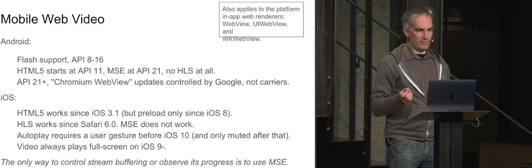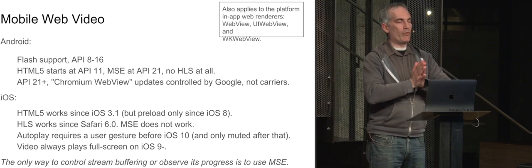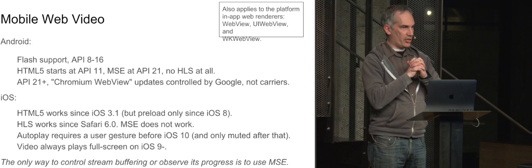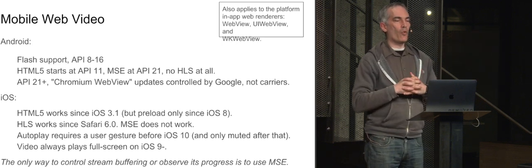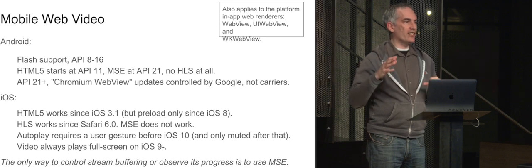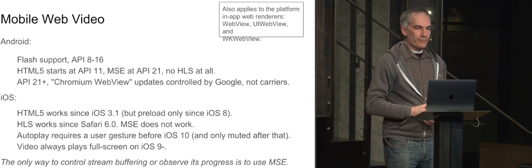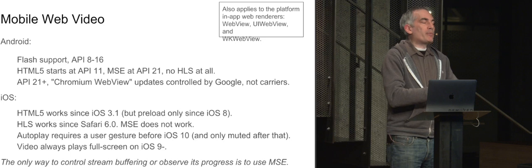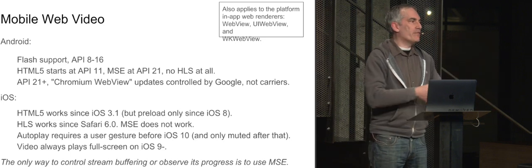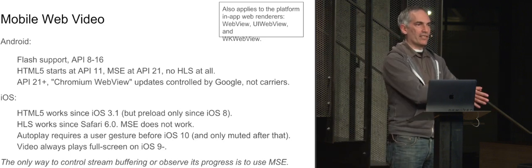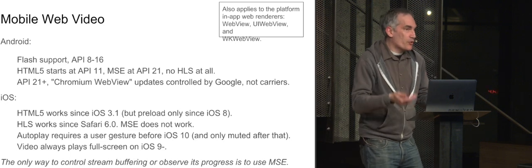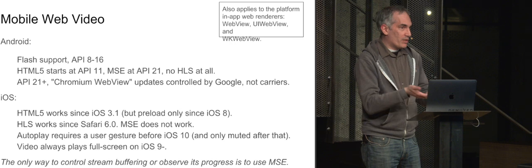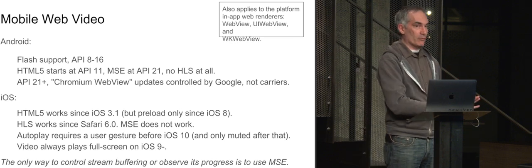And so the critical point for mobile web video on Android is that the support begins at API 21, which is called Lollipop from 2015, where finally Google had the idea to make the web view update independently of the operating system. So even if you have a Samsung phone from Verizon or something like that, Google will be able to update your HTML5 video features even if Verizon won't.